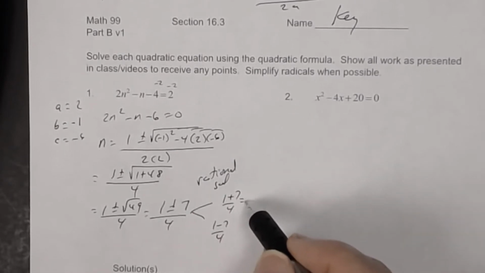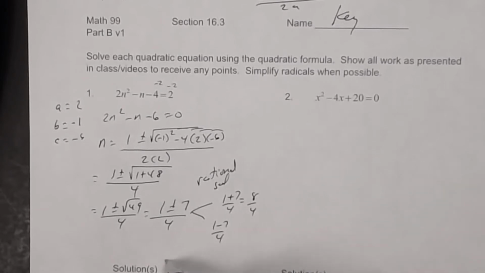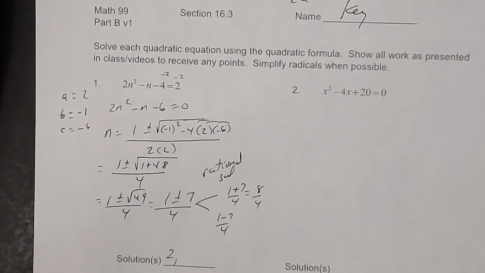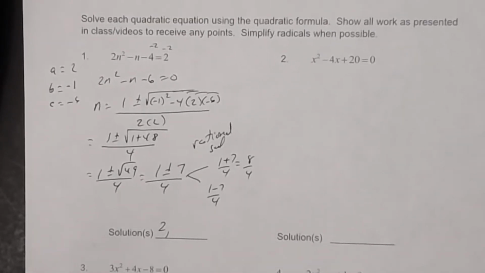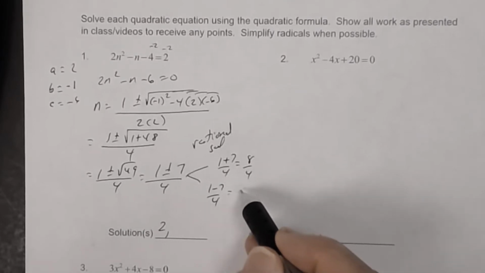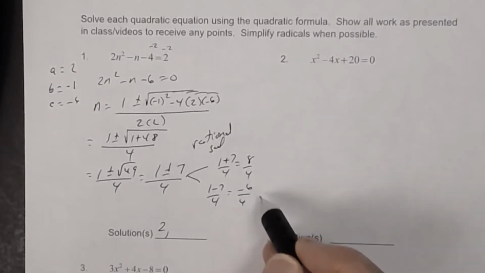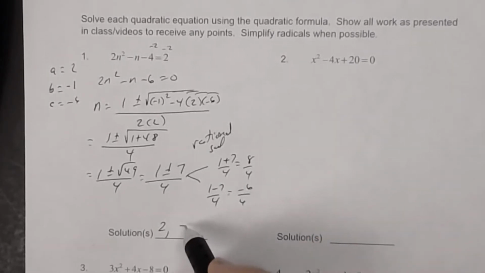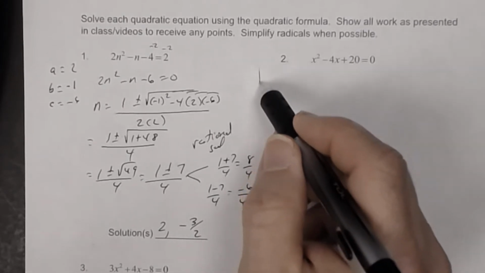And then 1 plus 7 is 8, so 8 divided by 4 is 2. So that's one of your solutions. Make sure you don't leave it as 8 over 4. You have to know that 8 divided by 4 reduced is 2. And over here, 1 minus 7 is a negative 6 divided by 4, reduced as a negative 3 halves. Okay, so that was number 1.